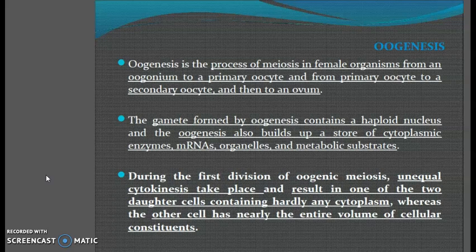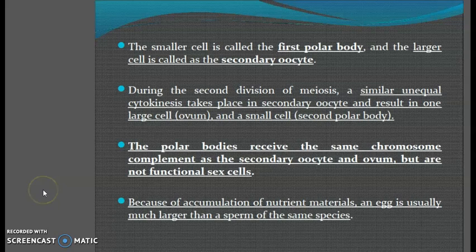unequal cytokinesis takes place and results in one of the two daughter cells containing hardly any cytoplasm, whereas the other cell has nearly the entire volume of cellular constituents. The smaller cell is called the first polar body and the larger cell is called the secondary oocyte. During the second division of meiosis, a similar unequal cytokinesis takes place in the secondary oocyte and results in one large ovum and a small cell.